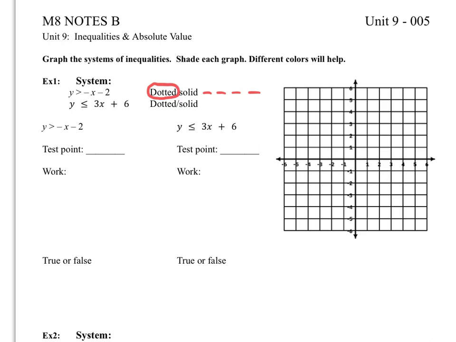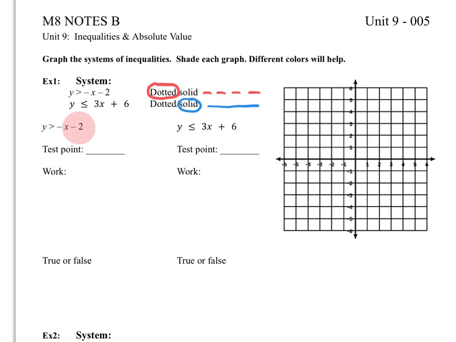I'm also going to make a little note there. And then my second one, since it's less than or equal to, that "or equal to" part means that it's going to be a solid line and that the line is going to be part of my solution set. In both of these cases, since y is isolated, it's going to be the most efficient to graph them using slope-intercept form.